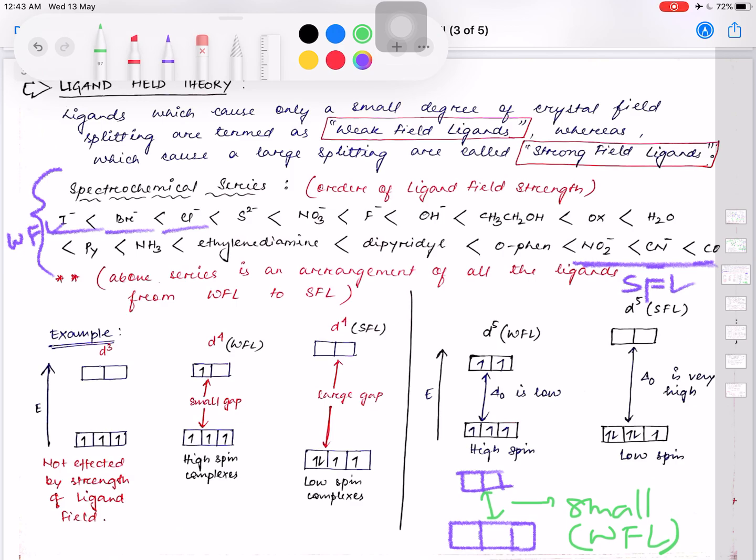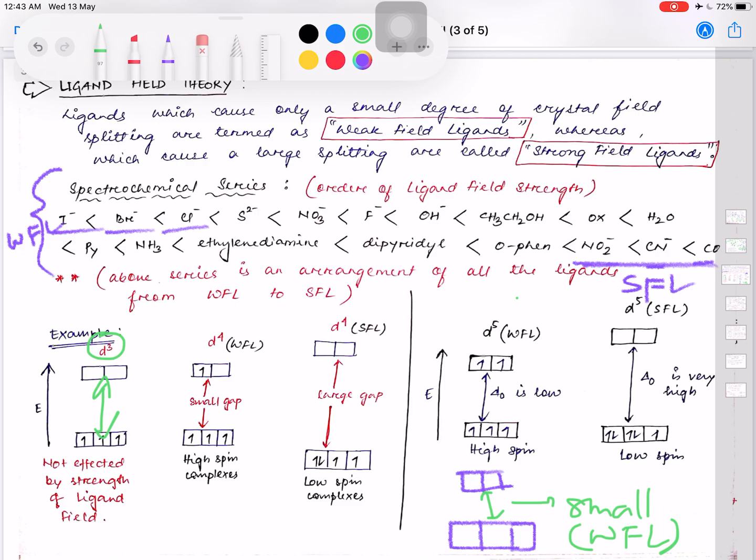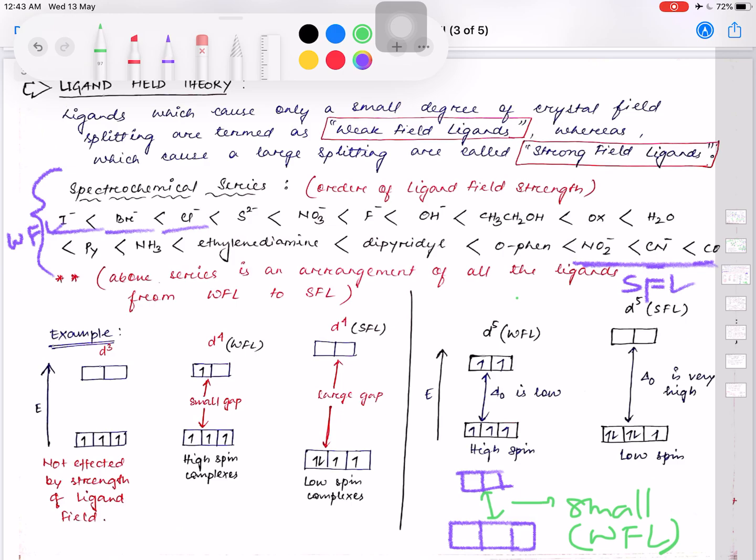You have to memorize this series, because it is very important. From this series you will know whether we will get high spin or low spin complexes. So what are high spin and low spin? You see we have the d3 configuration, which means 3 electrons in the d orbitals. Say we are discussing octahedral complexes. In a complex we know that the d orbitals split into the t2g level and eg level.